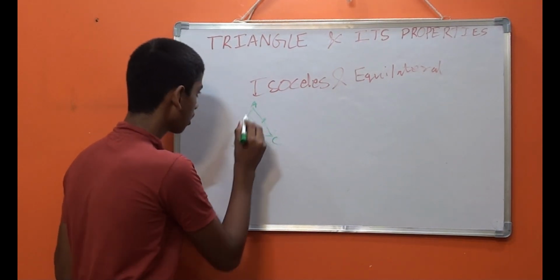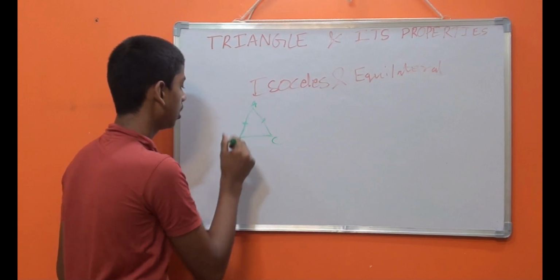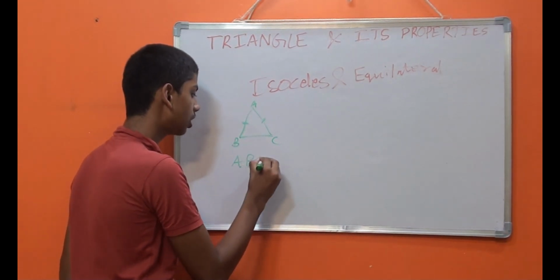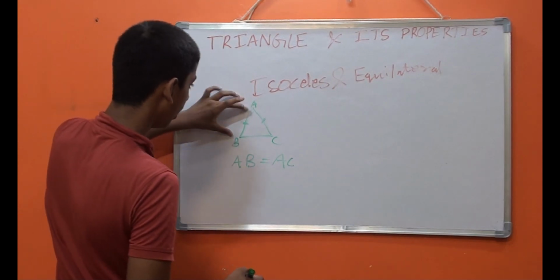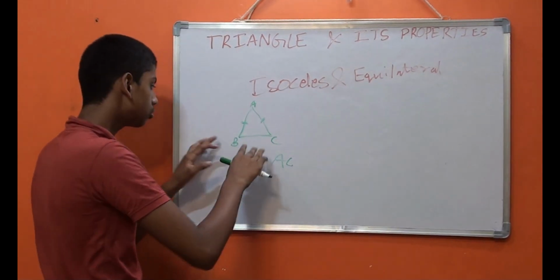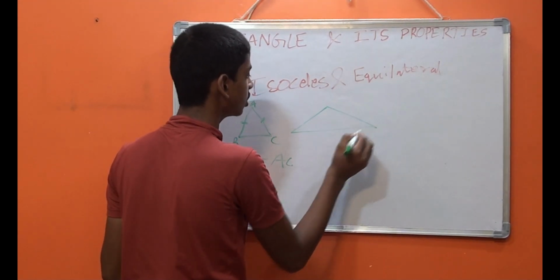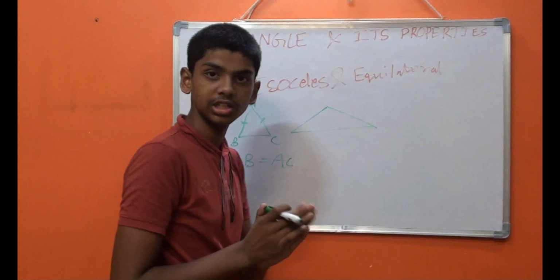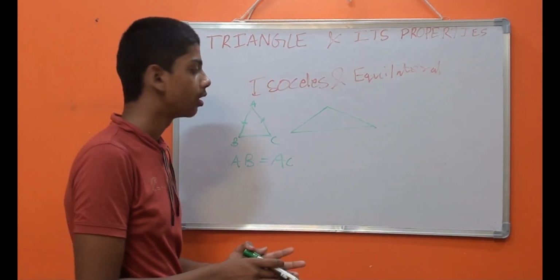Here, this isosceles triangle has a rule, which is AB should equal AC. So the distance of this side should equal the distance of this side. We have nothing to do with this one. Suppose a triangle like this is also an isosceles triangle because these two sides are equal. Now this is an isosceles triangle.